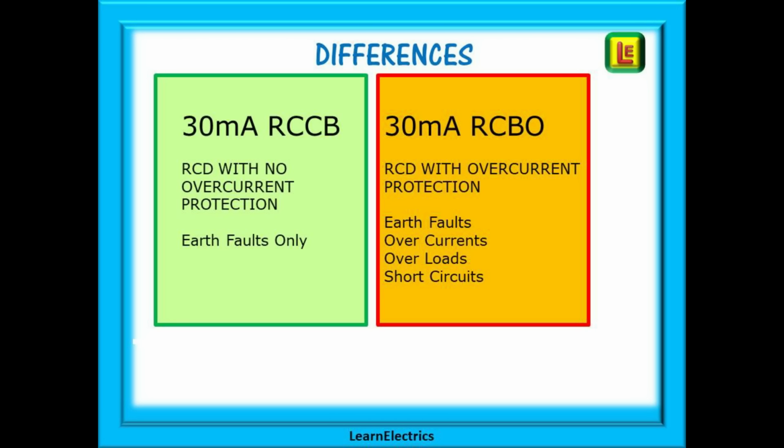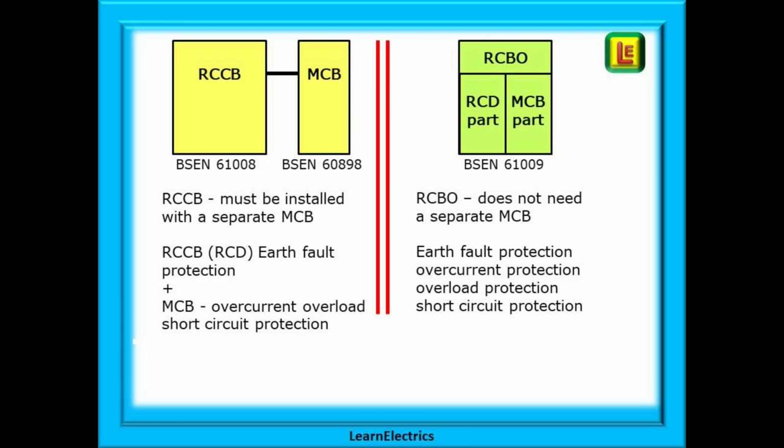It will trigger on earth currents, but it also has the ability to trip when it detects overloads and short circuits, when line and neutral are the same value but exceed the preset limit of the device. Because the RCCB cannot detect overloads and short circuits, it must be installed with a separate MCB that will perform this function. The RCCB detects earth faults.